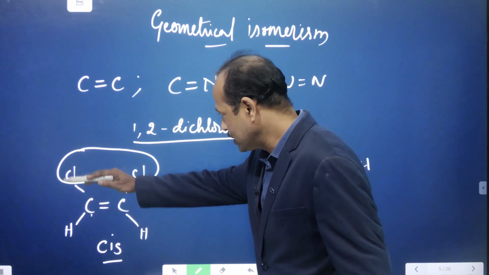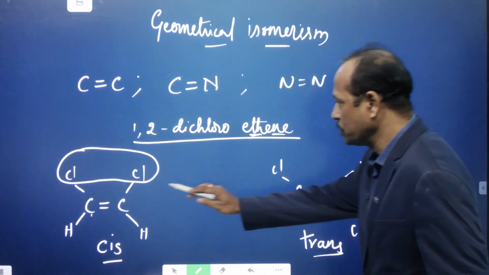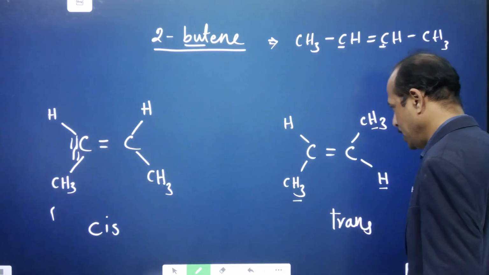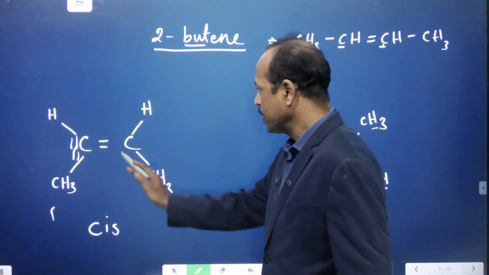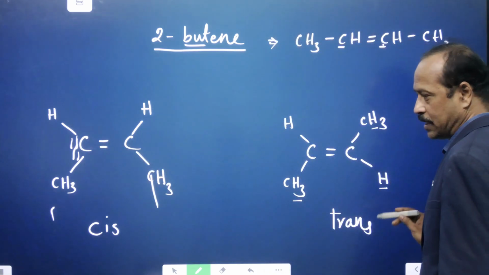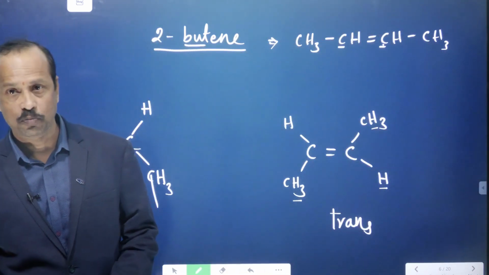Here two hydrogens or two chlorines are at one side, but here they are opposite. So if they are the same side, it is cis, and here different sides, trans. Here also two methyls at one side, and here two methyls at the opposite side. So these are called cis and trans isomers.